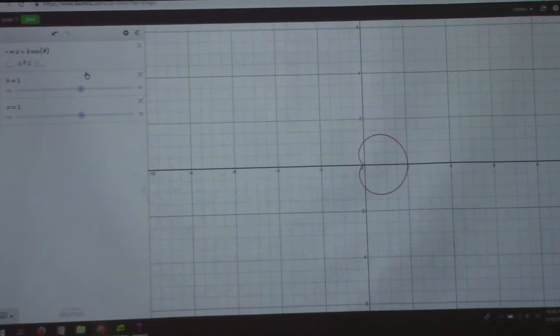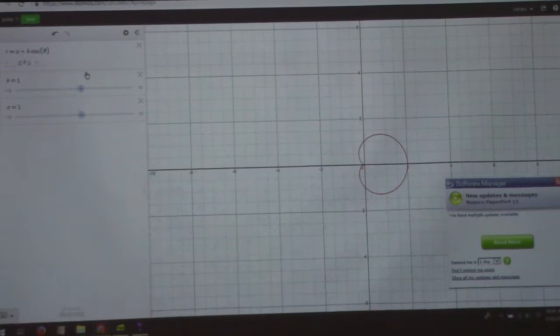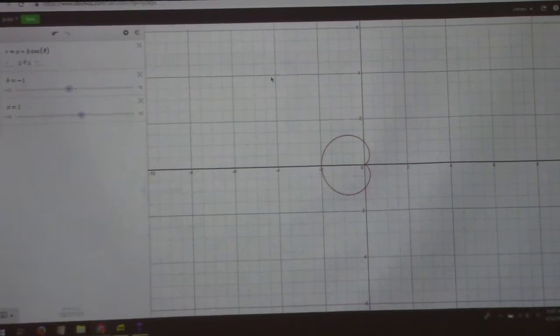If a equals 1, what did we graph a second ago? What was the thing we spent about 10 minutes working through carefully? 1 minus cosine theta. So let me make that b minus 1. And what happens if we let b be like minus 2? Look at that.